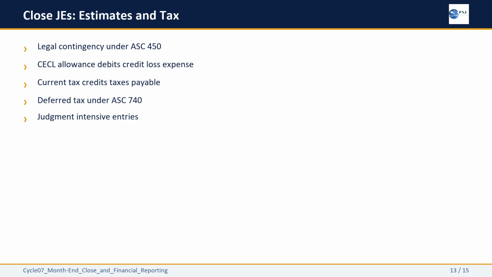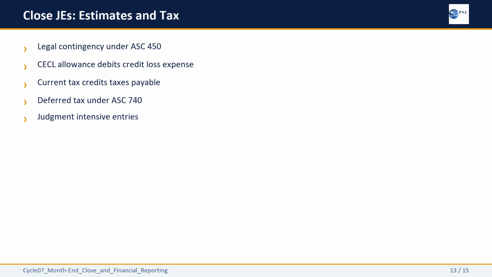The next cluster covers estimates and tax, the most judgment-intensive entries. The legal contingency accrual applies when a loss is probable and estimable under ASC 450. You debit litigation expense and credit an accrued litigation liability. The allowance for doubtful accounts is updated under the current expected credit losses model, abbreviated CECL. You debit credit loss expense and credit the allowance for the increase in expected losses.